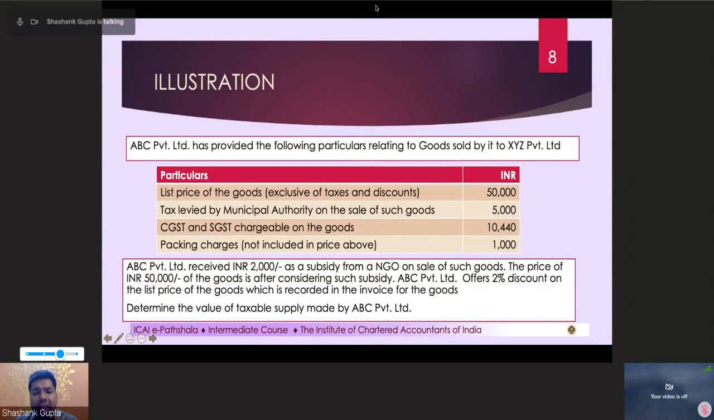Moli Tiwari is asking, if interest on delayed payment is waived off, will the notional interest be added to the value of goods? So, my dear friend, this interest and everything is on an actual receipt basis. So if it is waived off, it will not be considered.